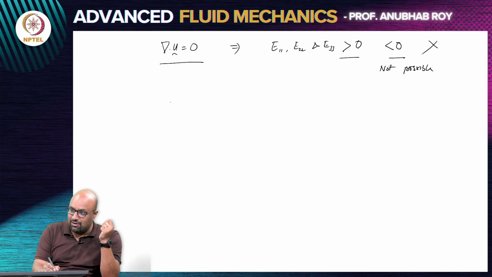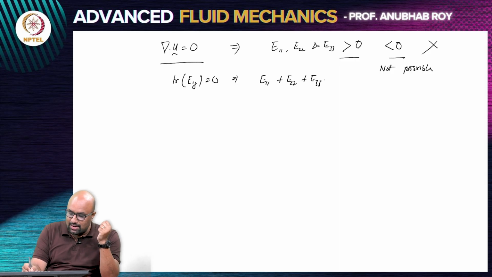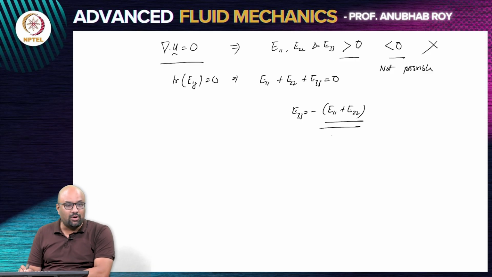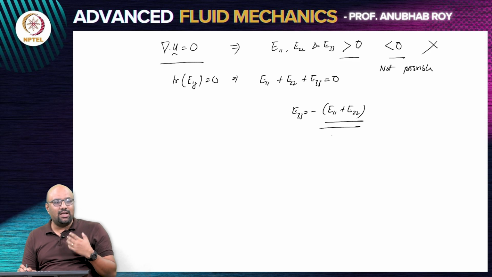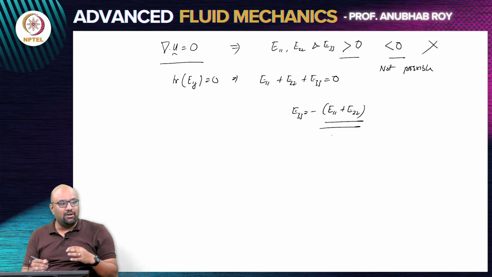Because if divergence of u is equal to 0, that means trace of Eij is 0, which means E11 plus E22 plus E33 is going to be equal to 0. That means you could write one in terms of the other two. So as you can see, if E11 and E22 were positive, E33 cannot take any arbitrary value. Its value gets fixed. So this is understanding of the kinematics, understanding of how deformation is occurring, and you are trying to actually split up how you think of deformation.